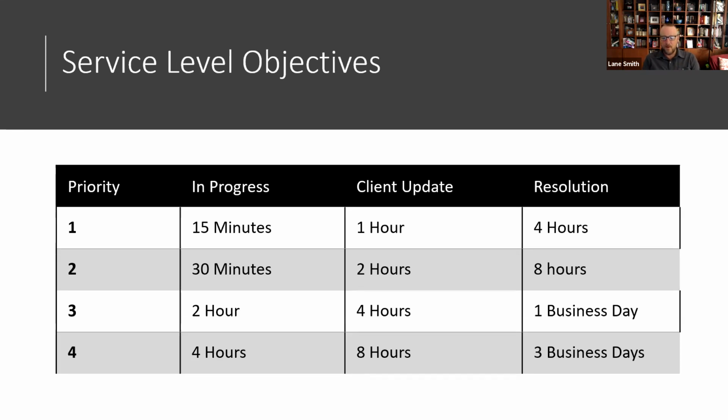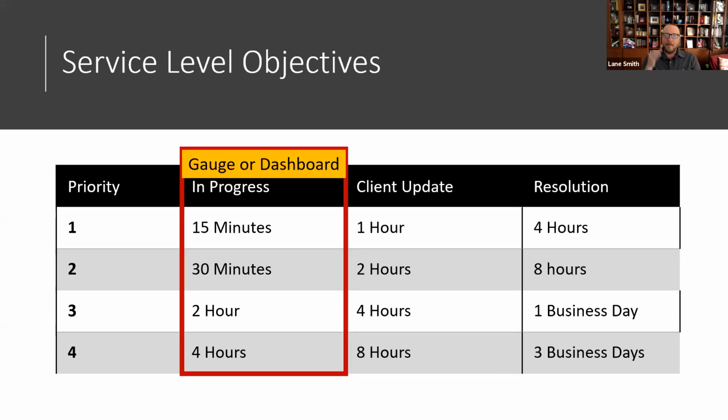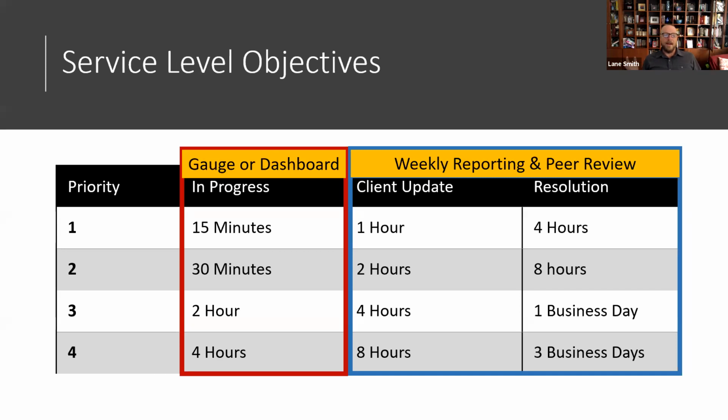Okay, we saw this before. That in progress, or like you see, unassigned, or whatever that might be, absolutely should be a gauge or a dashboard. Because if you're about to miss that 15 minutes and you're at the 13-minute mark, you probably want to know about it, okay? Client update, not so much, although you might argue that you want a gauge for that as well. But again, in trying to keep it simple, what I recommend is for the client update ones and the resolution ones, this is more weekly reporting, and then part of your peer review process.